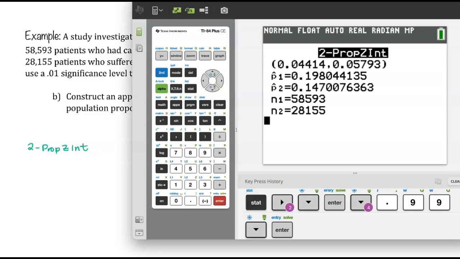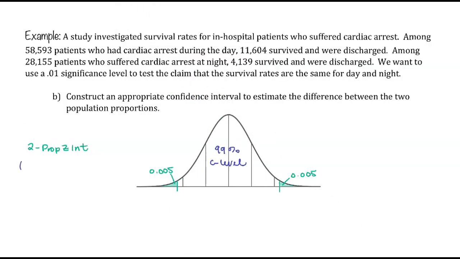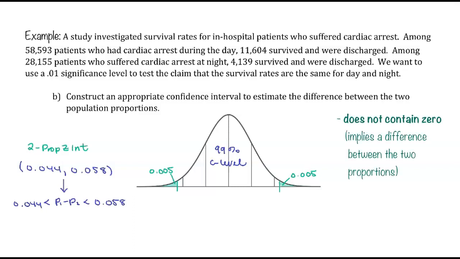And we can take that back to the example. We are 99% confident that the interval from 0.044 to 0.058 contains the actual difference between the two population proportions. In other words, we believe that P1 minus P2 is between 0.044 and 0.058. Let's think about what this implies. We again do not have 0 inside this interval. That implies a significant difference between the two population proportions.